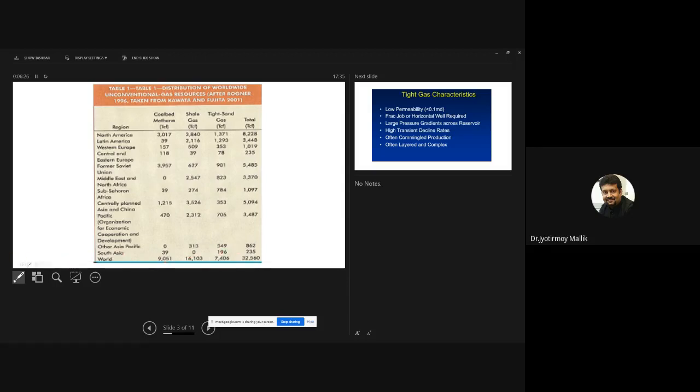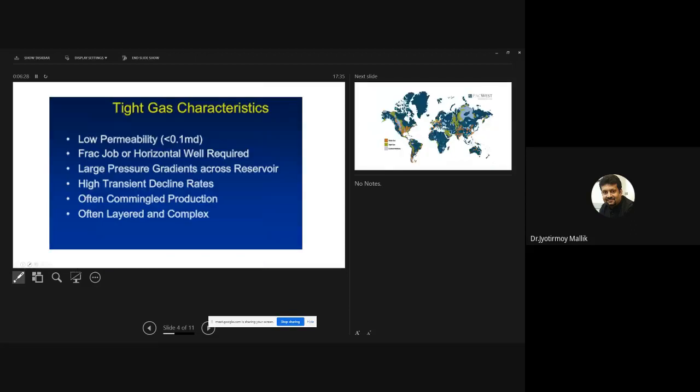So that's the scenario. So tight gas characteristics: very low permeability, less than 0.1 millidarcy. You need frac job and horizontal wells like shale gas. Large pressure gradients across reservoir. This is an interesting thing to understand.